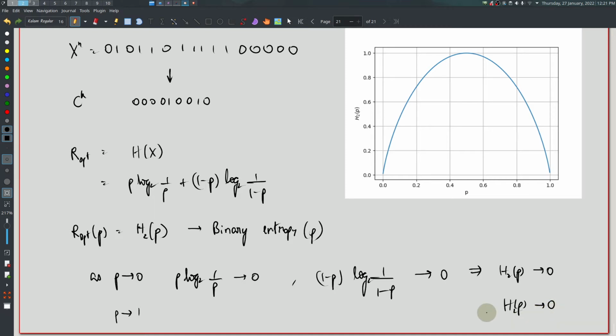Okay. Now, another point to note is that this function over here is symmetric in P and 1 minus P, right? So whether you take H2 of 0 or H2 of 1, you get the same thing. And if you look at this plot over here, it is symmetric about P equal to half.